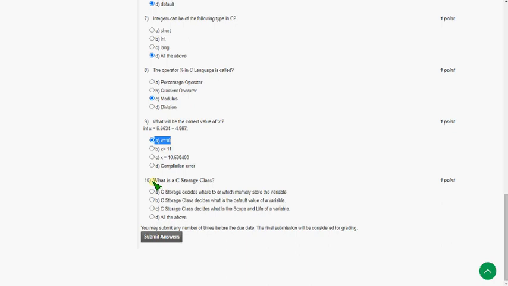Final question of this assignment, that is the 10th question. What is a C storage class? So the answer for 10th question is D, all of the above. It means a storage class decides which memory stores the variable, and also it decides the default value of the variable. It also decides the scope and life of a variable. So the answer is option D, all of the above.